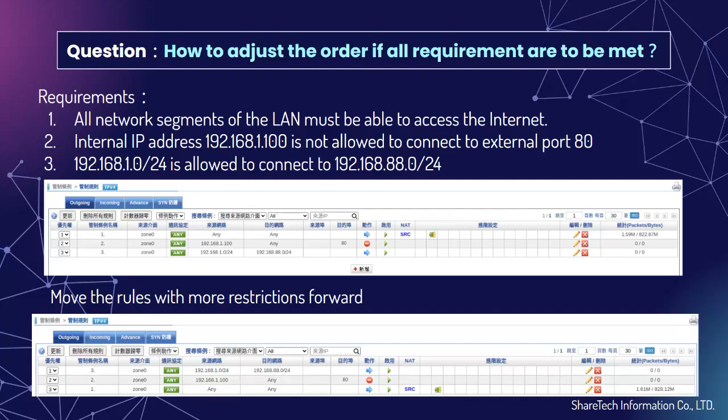The rule of block .1.100 connecting to the external port 80, I will just keep it in the second order. The rule any to any, I will move it to the third order. In this way, all requirements can be met when all three rules exist.